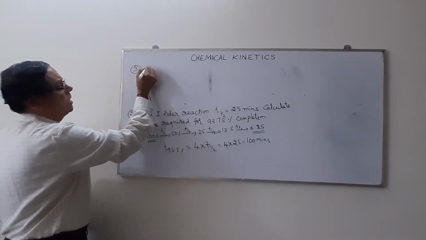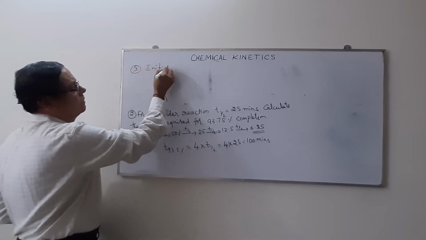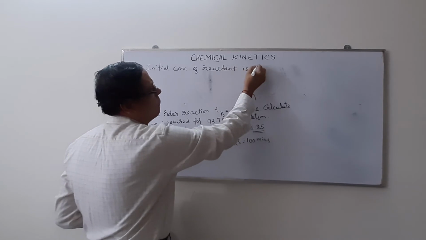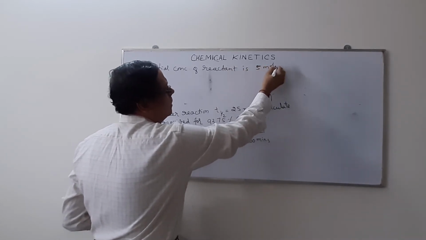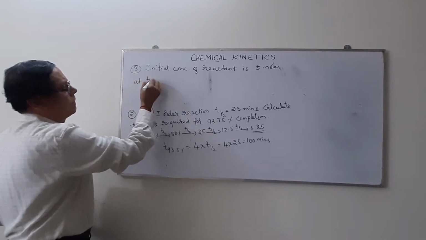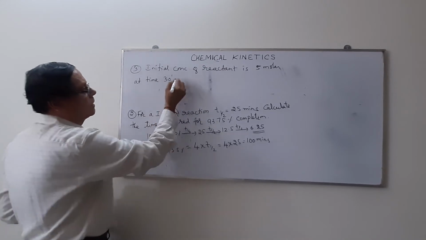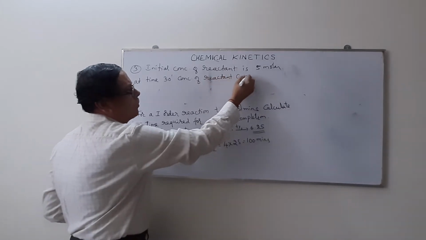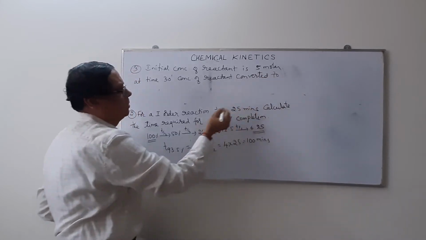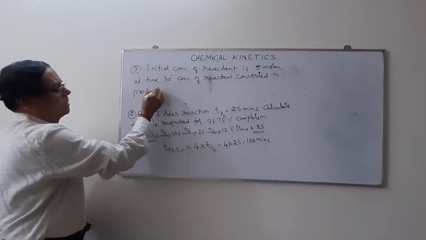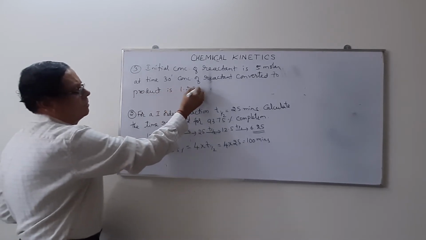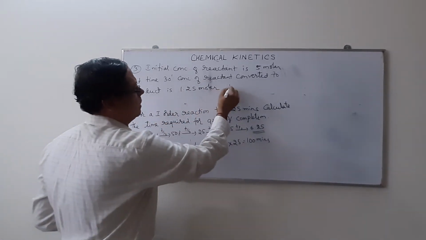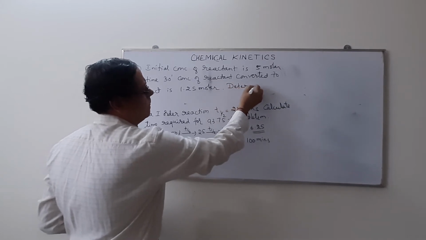Third one: initial concentration of a reactant is 5 molar, and at time t, at time 30 minutes, the concentration of reactant converted to product is 1.25 molar. Calculate or determine the K value.